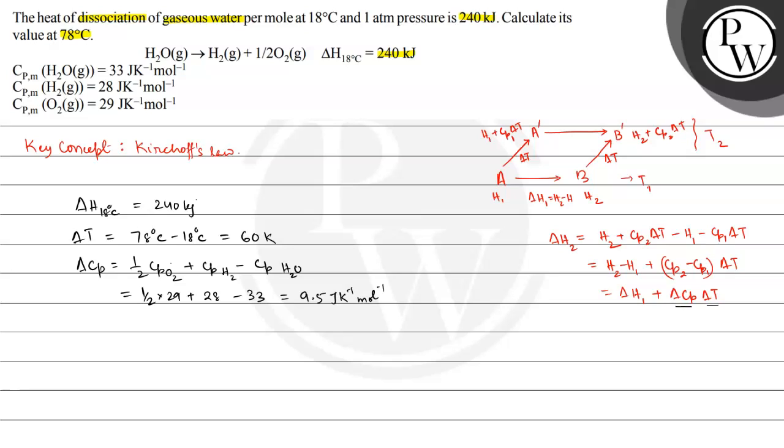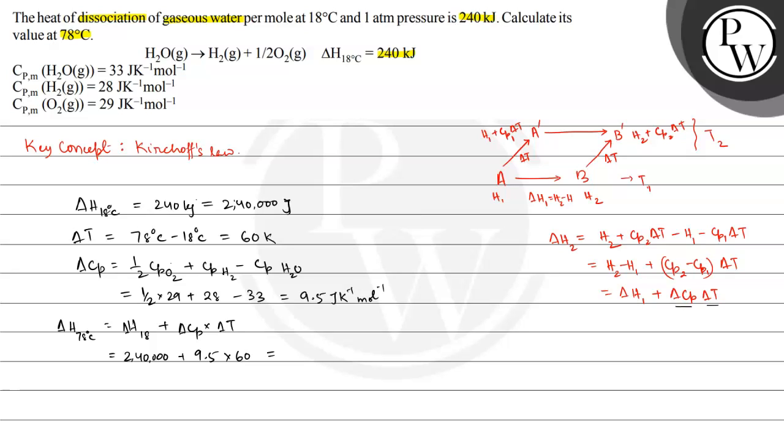All right, so Cp की वैल्यू मिल गई, डेल्टा T की वैल्यू मिल गई, and this is delta H, that is 240 kilojoule, and we can write it in terms of joules, so 2,40,000 joules. So enthalpy change at 78 degrees Celsius will be enthalpy change at 18 degrees Celsius, delta H 18 plus delta Cp into delta T, that is 2,40,000 plus delta Cp कितना है 9.5 multiplied by जो temperature difference है, that is 60.